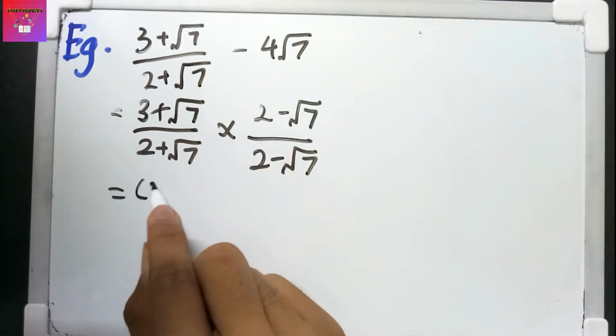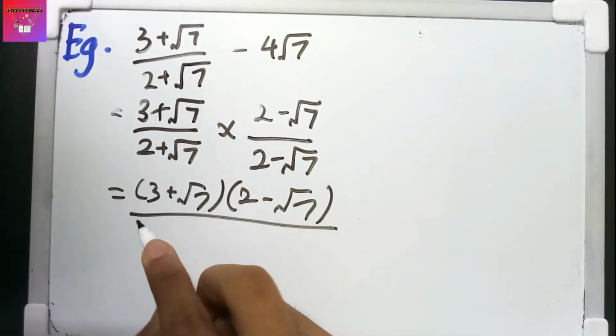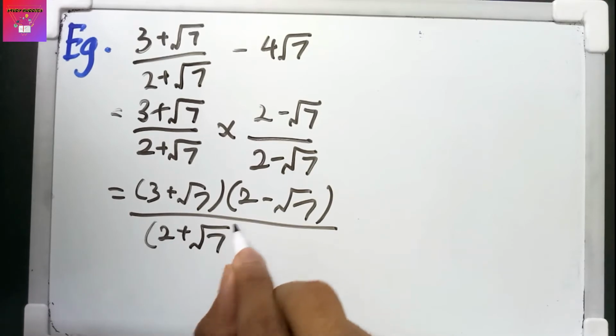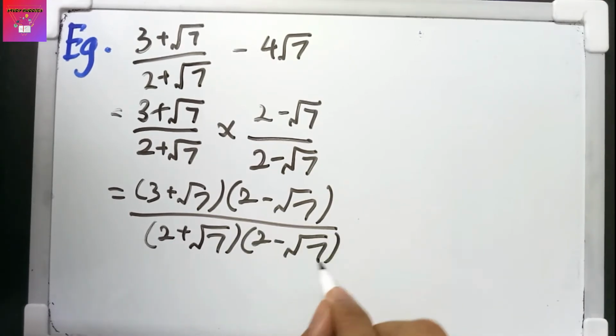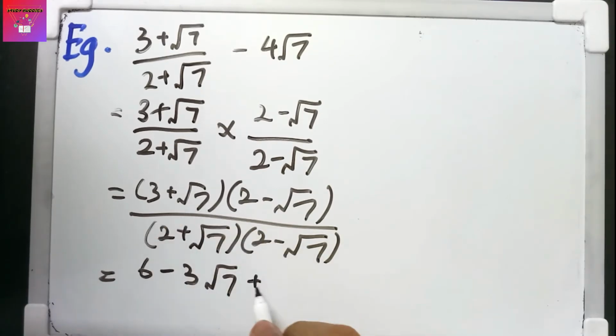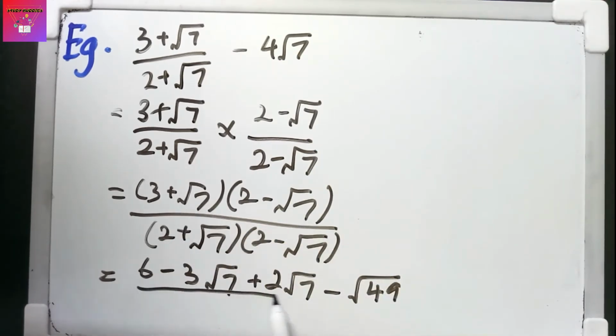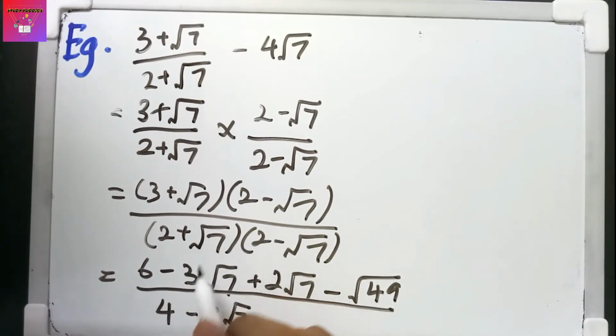So when you multiply it out, it would be 3 plus surd 7 times 2 minus surd 7 over 2 plus surd 7 times 2 minus surd 7, which gives an answer of 6 minus 3 surd 7 plus 2 surd 7 minus surd 49. I just directly multiplied the 7 and 7 together. Over 2 times 2, 4, minus 2 surd 7 plus 2 surd 7 minus square root 49 again.